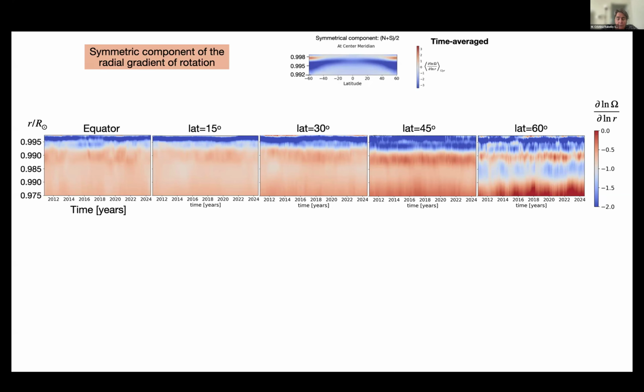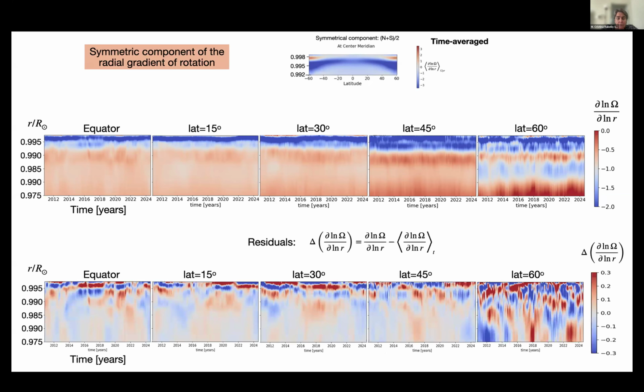Now I show you the residual. So for each panel, I subtract the average in time for each latitude. So you can see the residuals, again, fractional radius as a function of time. And you see that the larger residuals are at this strong shear close to the surface.